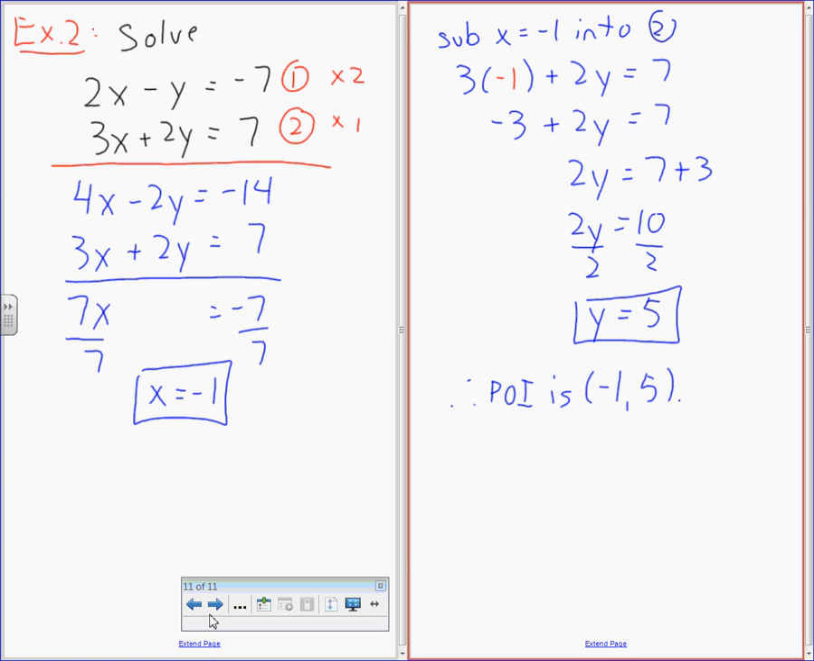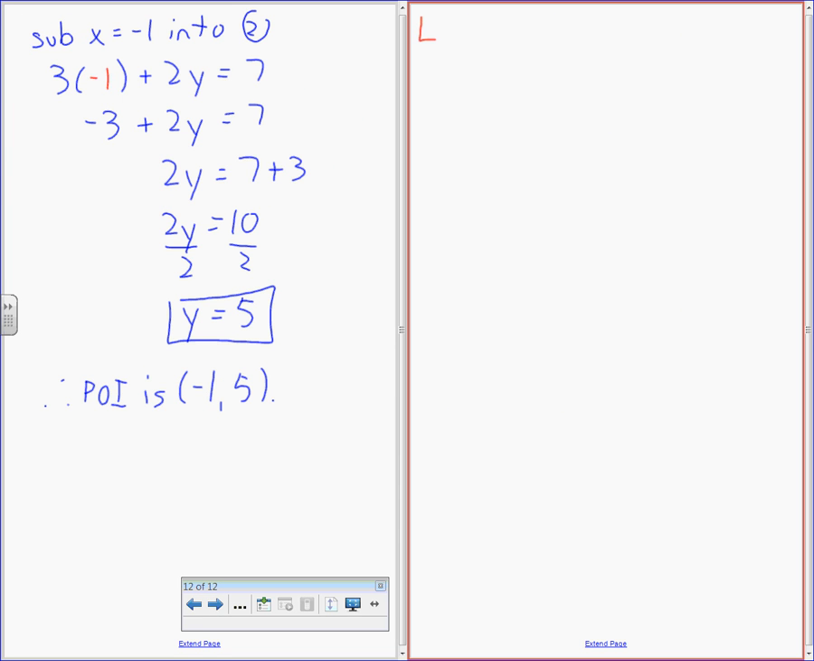Example 3 says 3x plus 2y equals 22. 5x minus 4y equals 22.